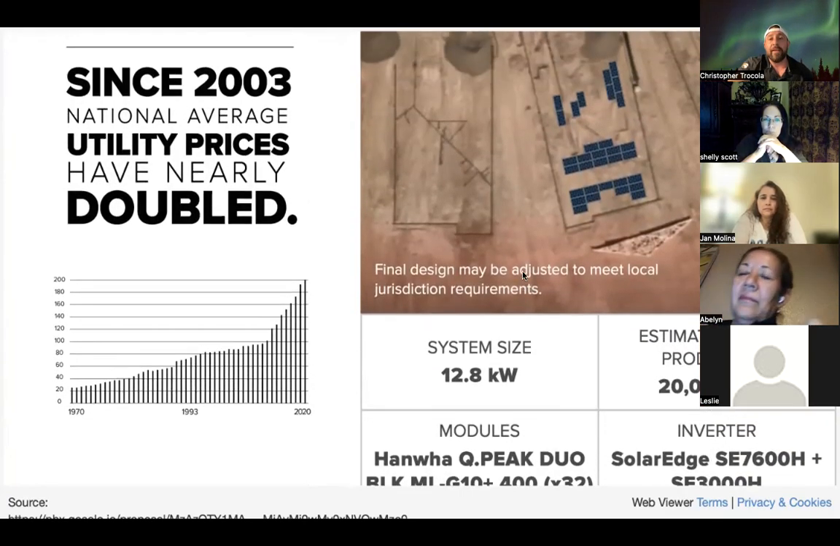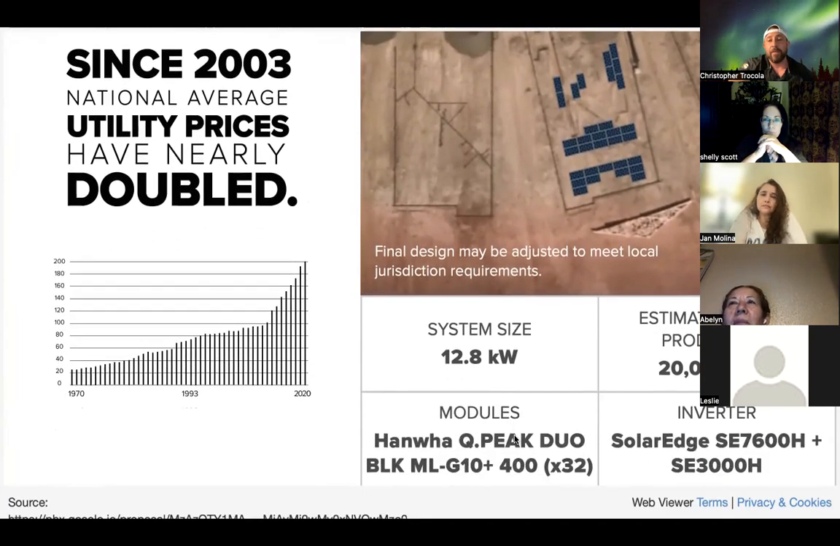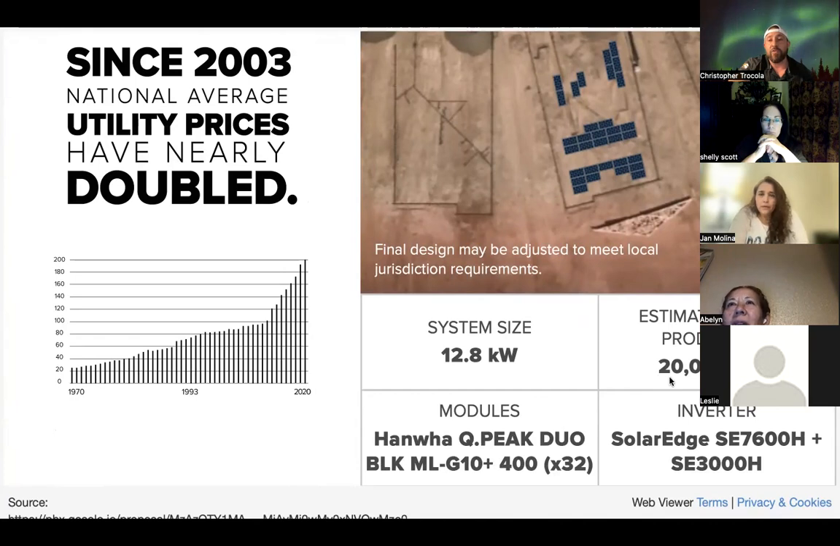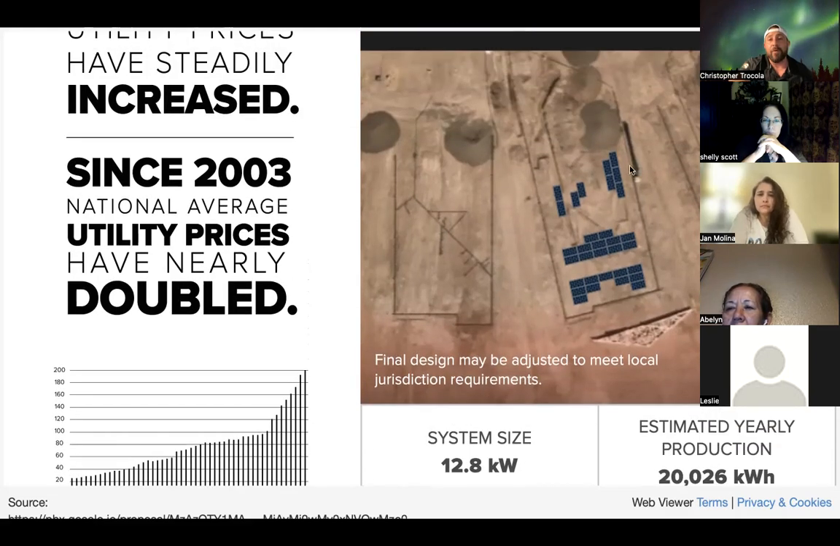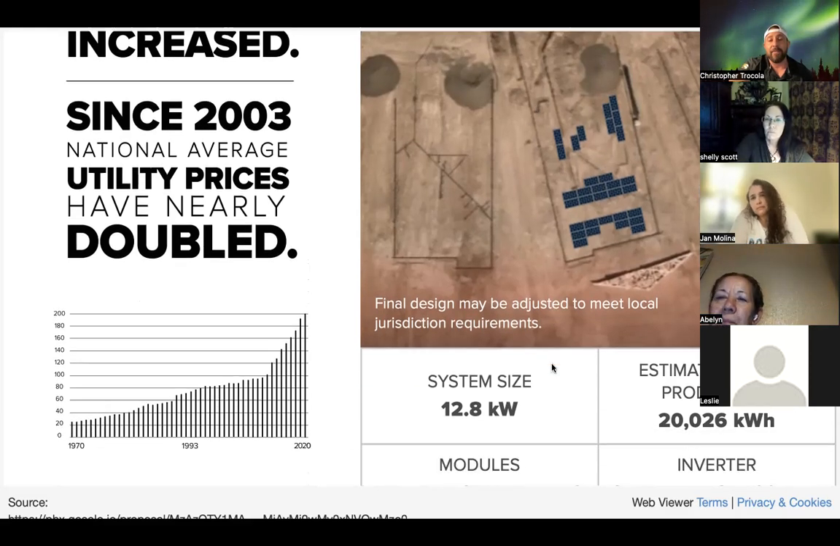So this was a 12.8 kilowatt system, brand new construction. This was May's house. This was her neighbor. They ended up buying as well. So looking at 20,000 kilowatt hours is what's needed. They need a 12.8 kilowatt system in order to do it. We have a multiple azimuth, right? So we have all these different arrays on different azimuths.